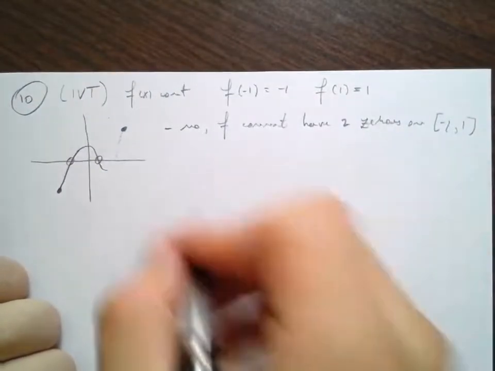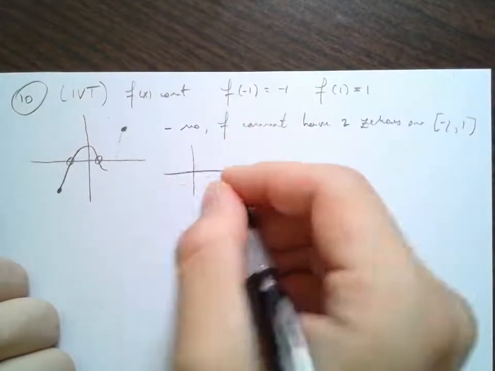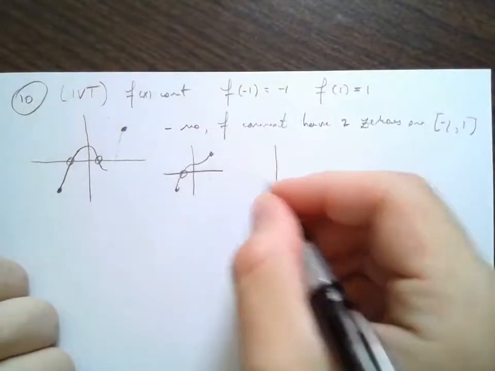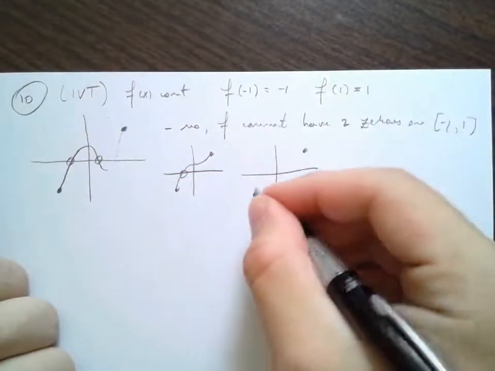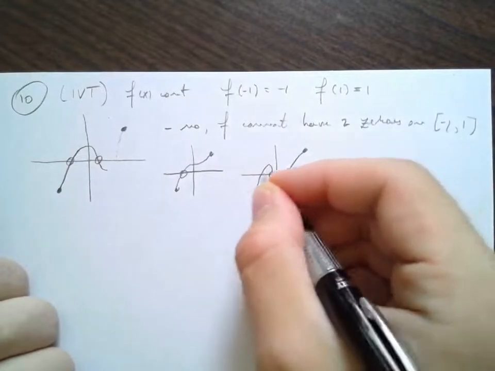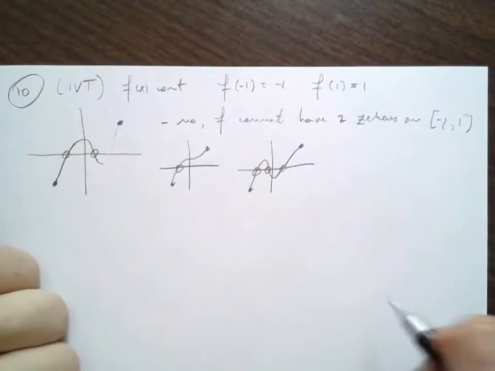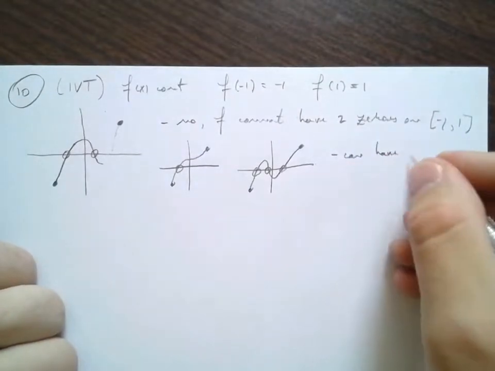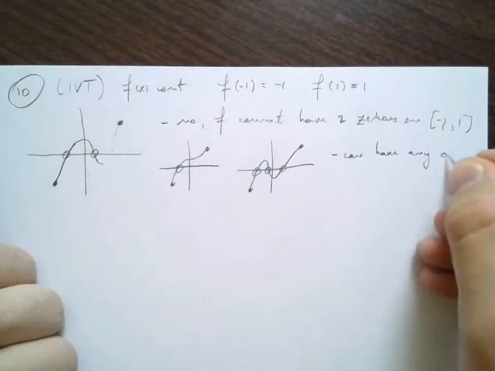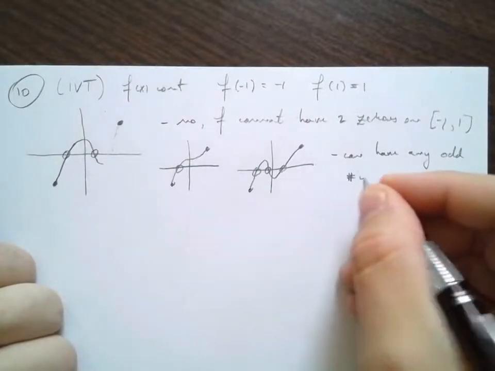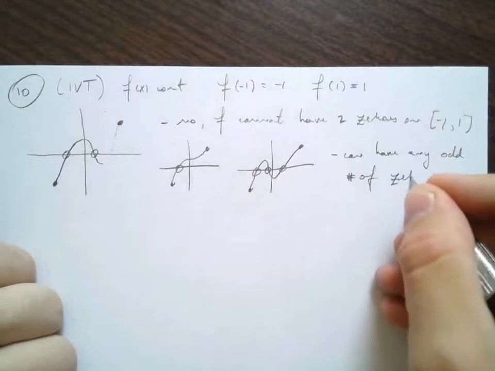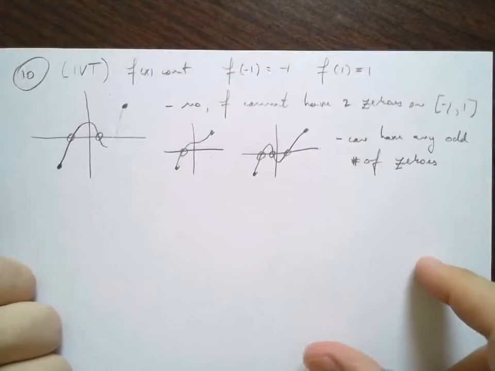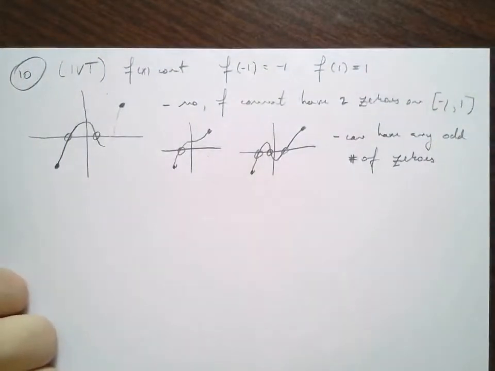However, you could have 1 zero because this is okay. You could also have 3 zeros because this is also okay. And in general, you can have any odd number of zeros in the interval. Okay, so that's what's happening here.